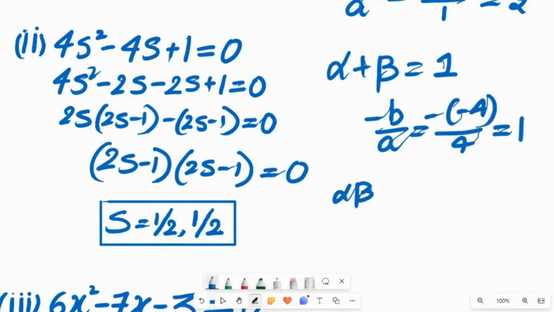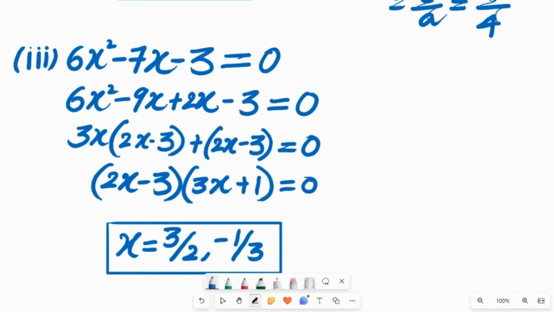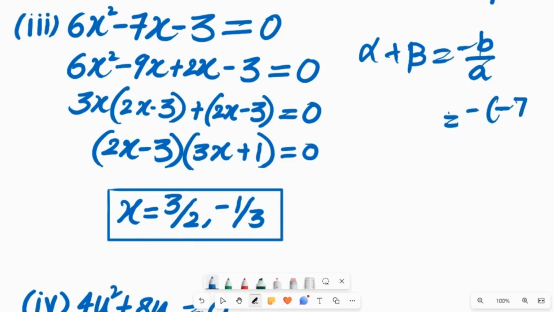And product of zeros alpha into beta is 1 by 2 into 1 by 2, which is equal to 1 by 4. And in fact c by a is also 1 by 4. And in third one, we have 6x square minus 7x minus 3 equal to 0. Instead of finding the zeros, if I directly tell you to find the sum of the zeros, you would do alpha plus beta equal to minus b by a. And minus of minus 7 is 7, and sum of zeros should be 7 by 6. And in fact, if you add 3 by 2 and minus 1 by 3, you would get 7 by 6.